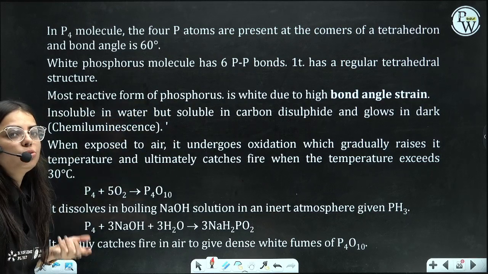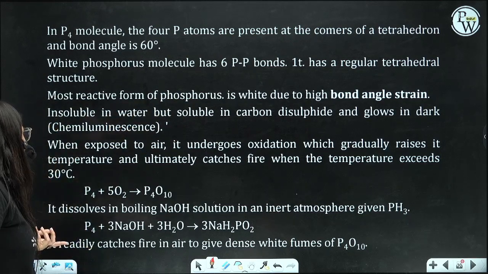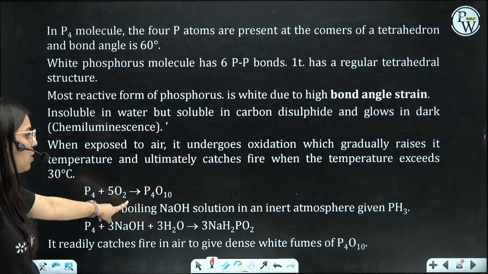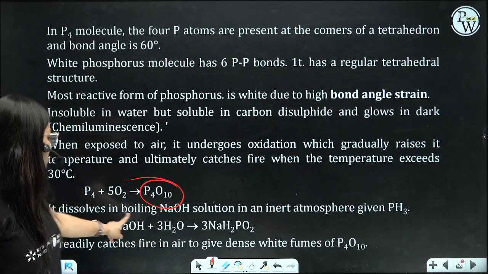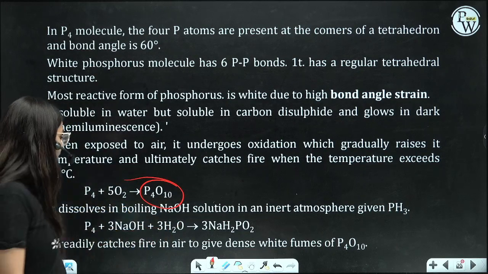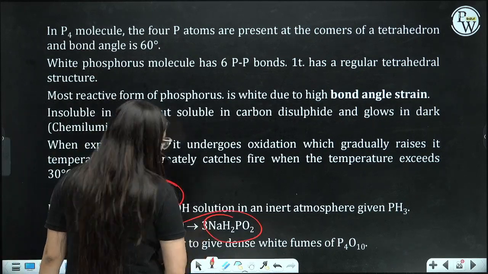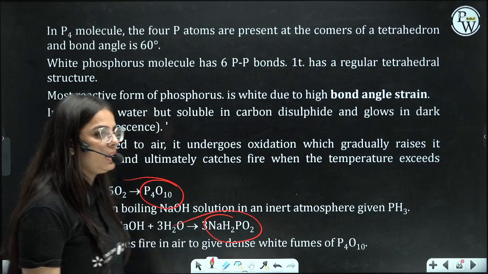It is reactive due to the bond angle strain, and when it is exposed to air, it undergoes oxidation and P4O10 will be formed. It dissolves in boiling NaOH solution and it will produce what? NaH2PO2. NaH2PO2. Clear?